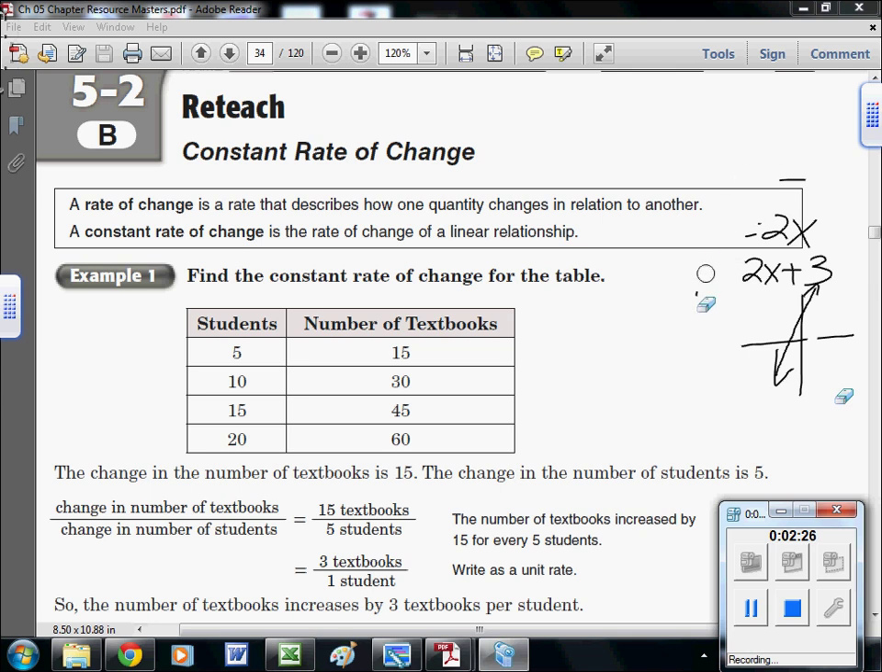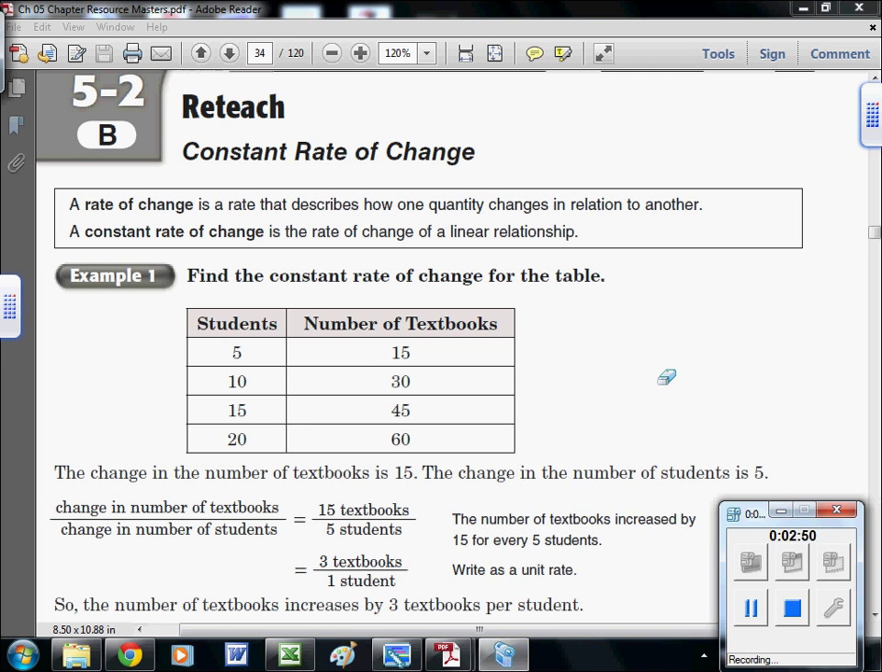Okay, so when we're talking about rates of change and constant rates of change, what we're going to be doing in this section is identifying what they are, and we want you to interpret them. We want you to first tell me what the rate of change is, and if it's the same, tell me it's constant. Tell me the constant rate of change is, in this example, we would say how many textbooks per student.